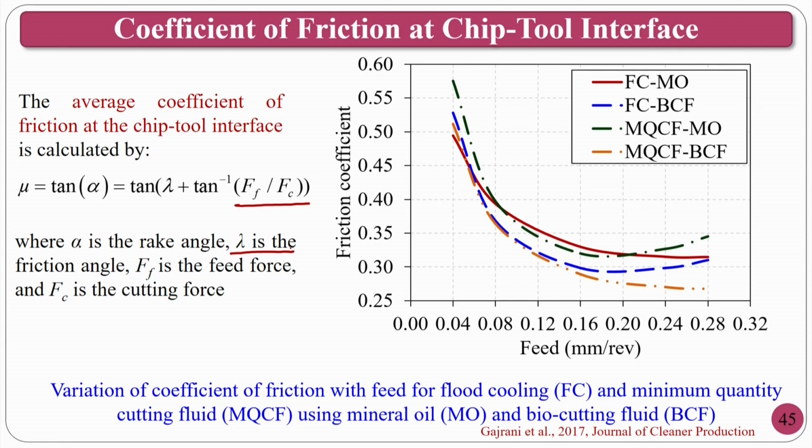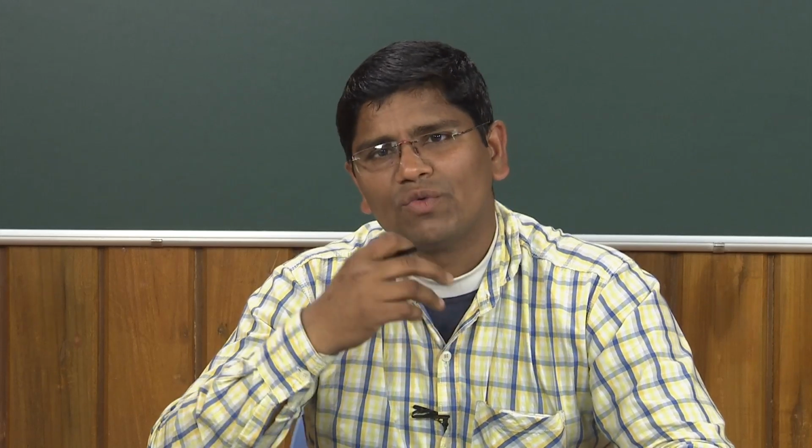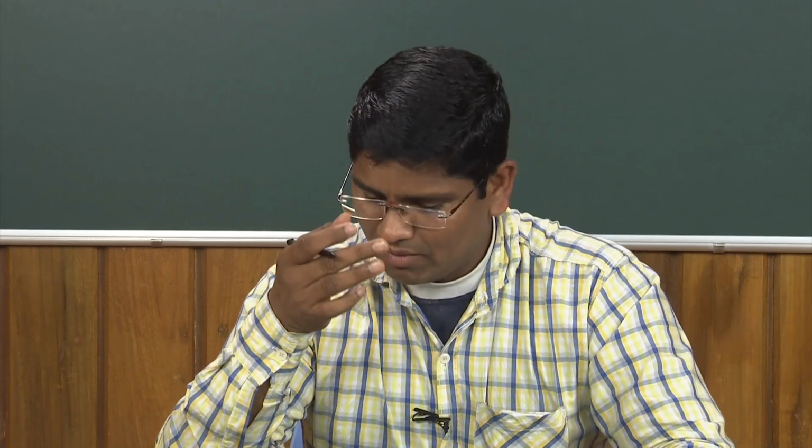So if you see in this case also, normally MQCF gives better results. That means that friction is less at higher feed rates. If the friction or the frictional coefficient is less, that means the power which is consumed in the machining process will be used for a useful purpose rather than wasted. The power that I am giving as input is equivalent to shearing plus friction. So the frictional amount will reduce, meaning my useful amount of energy in terms of shearing will be high.